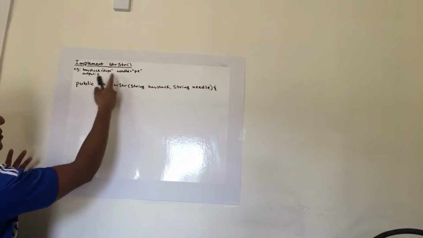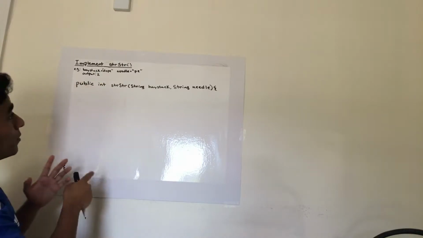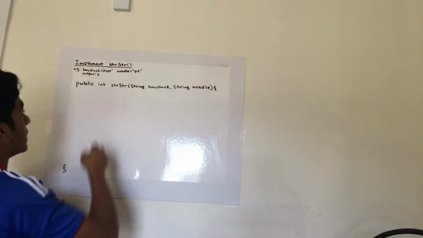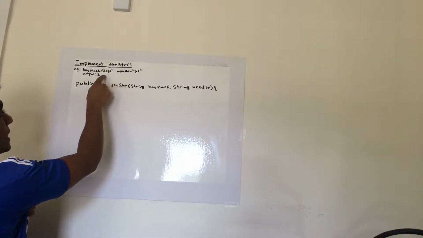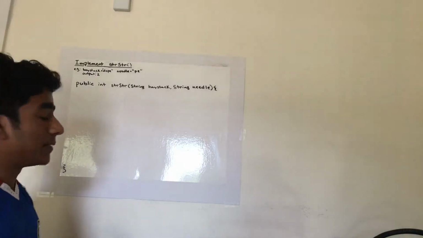So in this example, needle is PE and haystack is dope. And your output will be 2 because the index where PE occurs in haystack is 0, 1, 2. Alright. Let's get into it.